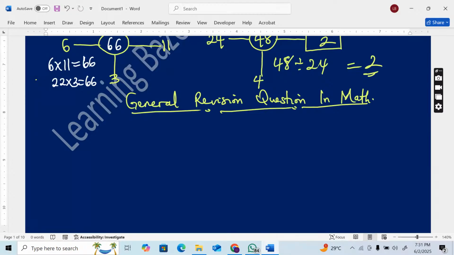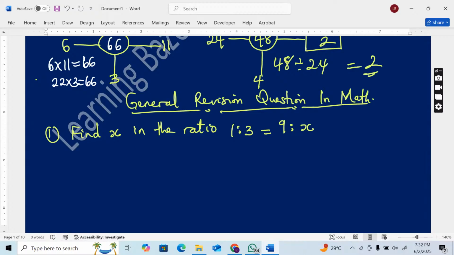Now pay attention, let us solve this question. Number one, find x in the ratio 1:3 equals 9:x. Which means a number is missing and we need to find the missing number in this ratio.